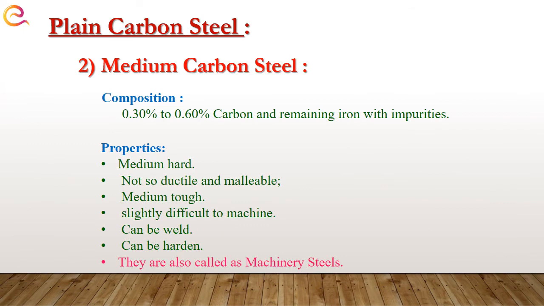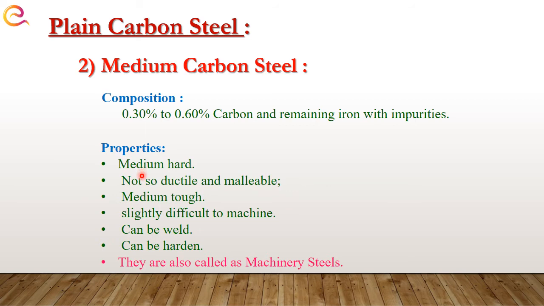Now let's move towards the next type of plain carbon steel, that is medium carbon steel. The composition of medium carbon steel consists of 0.30% to 0.60% of carbon and the remaining is iron with impurities. Under properties we can see it is medium hard, not so ductile and malleable, medium tough, slightly difficult to machine, can be welded and can be hardened. Remember one thing here, this medium carbon steel has all these properties in the medium range, due to which it has a tremendous range of application.